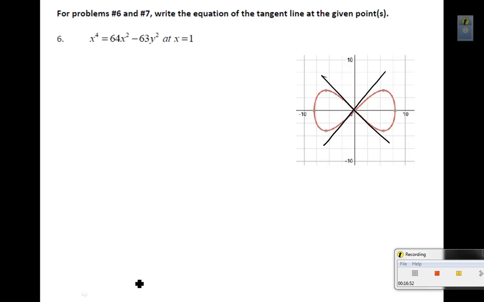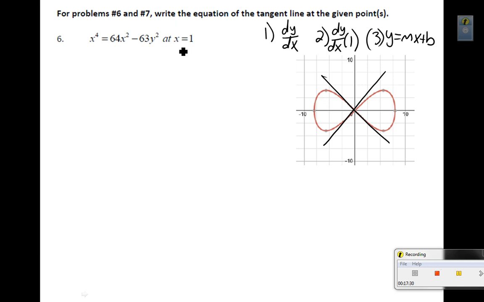Here's what we'd like to do. It says, for problems number 6 and 7, write the equation of the tangent line at the given point or points. Well, remember the steps when you want to write the equation of the tangent line? Step number 1, you got to find the derivative. Step number 2, you got to evaluate the derivative at that point. So we need to find dy/dx at x equals 1. And there might be another point show up, we'll see. And our third step, we use y equals mx plus b to bring it home. So it all depends on what you want to do first.